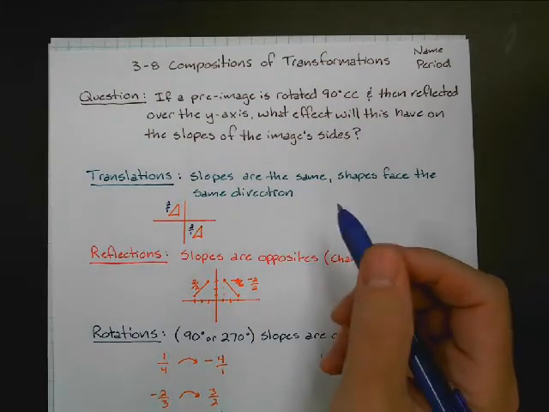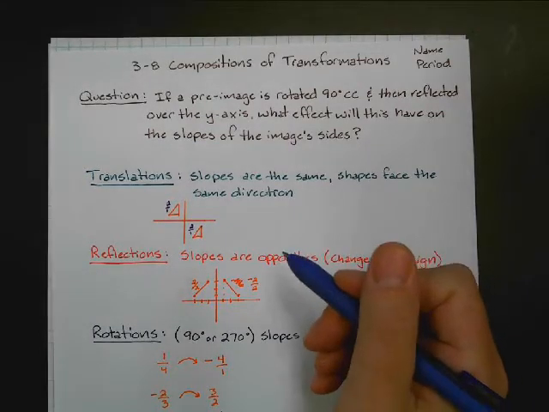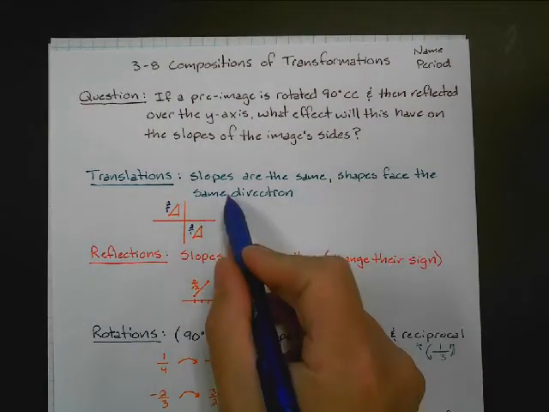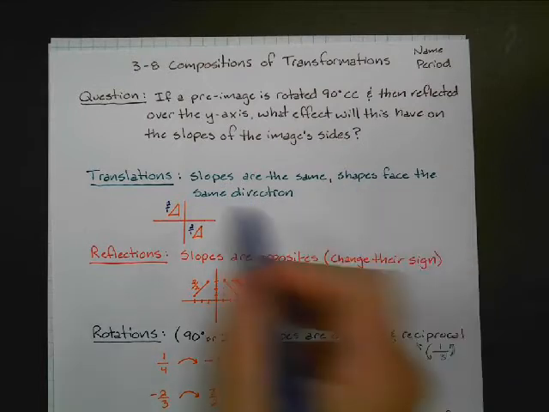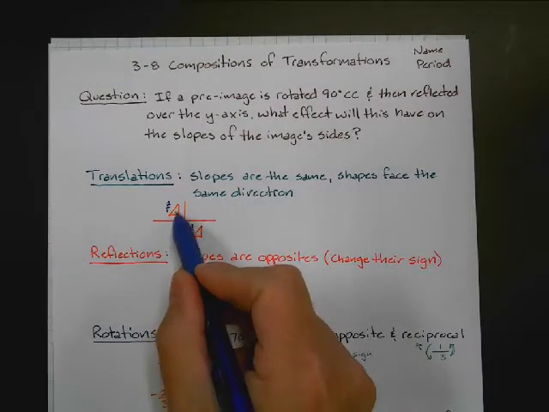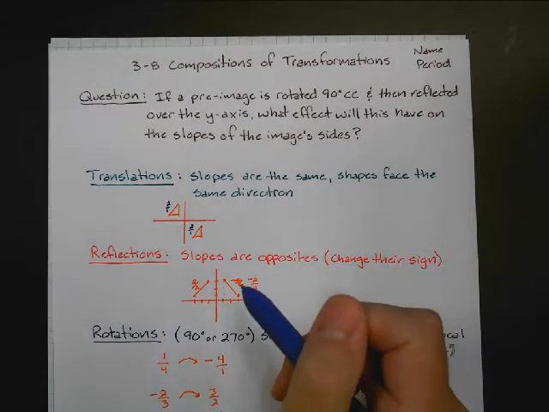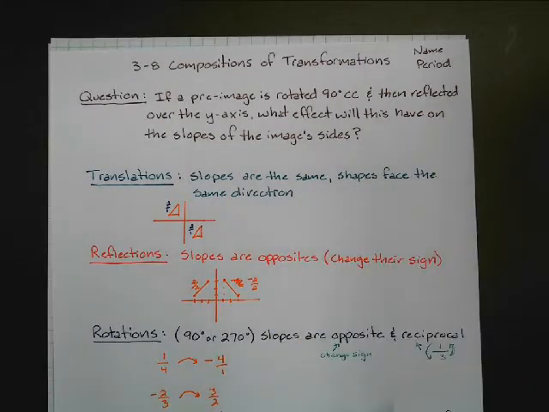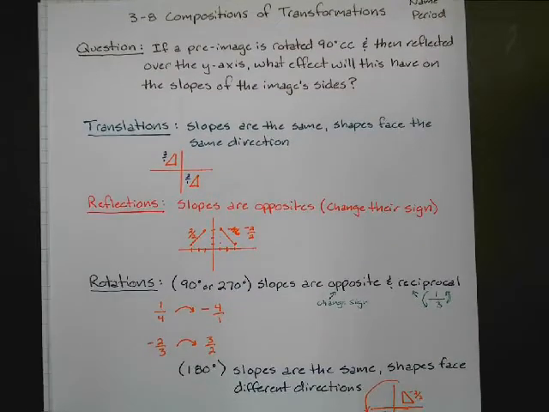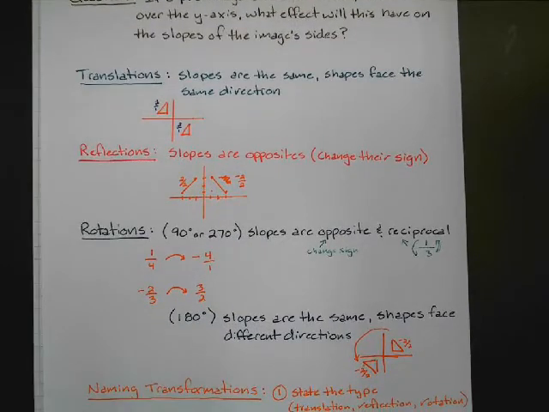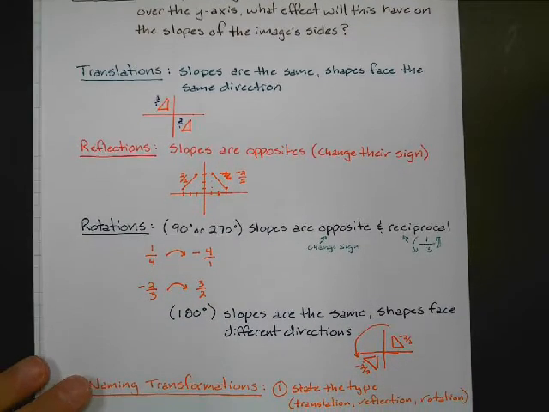So if I notice that the slopes are staying the same, this might be a translation where all that's happening is that we're just taking it and moving it in a direction, left or right, up or down. Those are the easy ones to notice, and usually you can see those by just staring at it and you'll see what's happening.